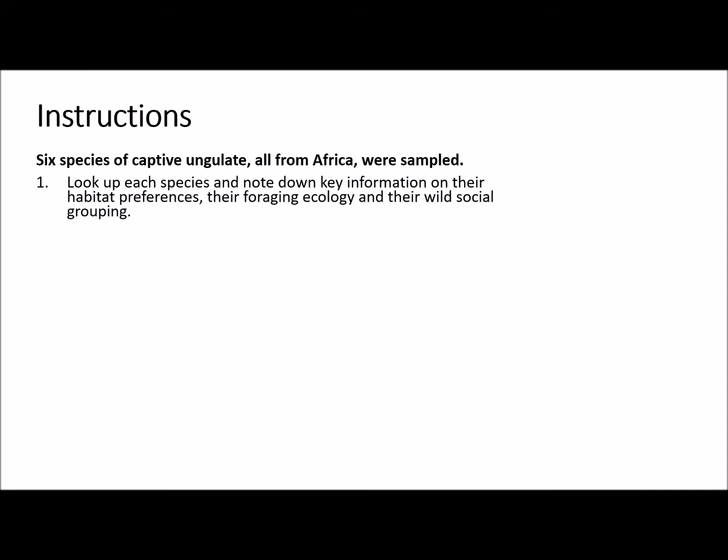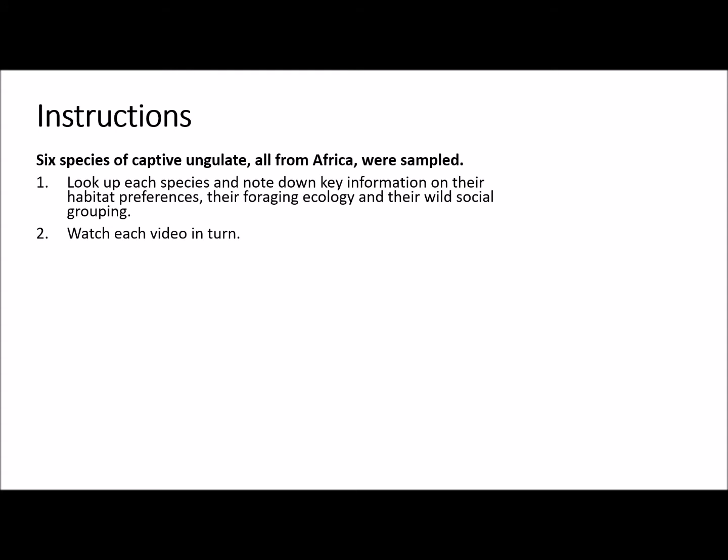The 6 species of animal are the Grevy zebra, the Sitatunga, the white rhino, the common waterbuck, the scimitar-horned oryx, and the gemsbok. So 6 species of African ungulate, all with different ecological backgrounds. What do we need to know about them to keep them properly in the zoo?